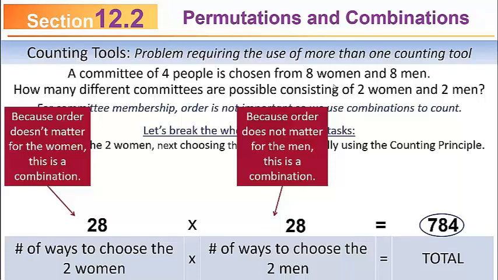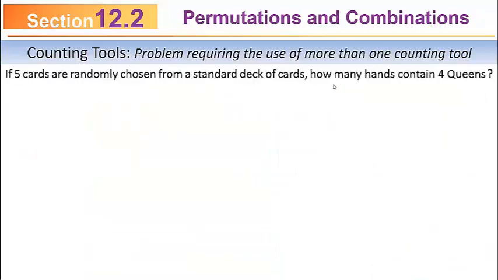That's an important point to remember. This is a process, this is an example where you actually have two of your tools going on at the same time. You're using the combination formula, but you're also embedding that inside of the counting principle. If 5 cards are randomly chosen from a standard deck of cards, how many hands contain 4 queens?